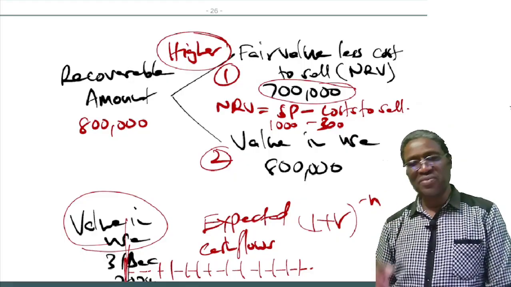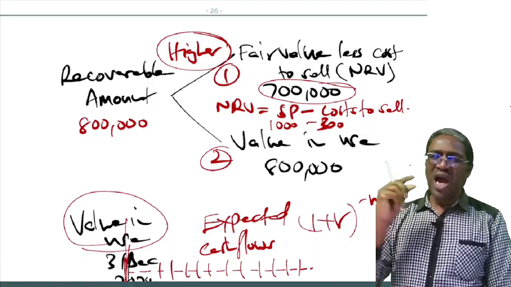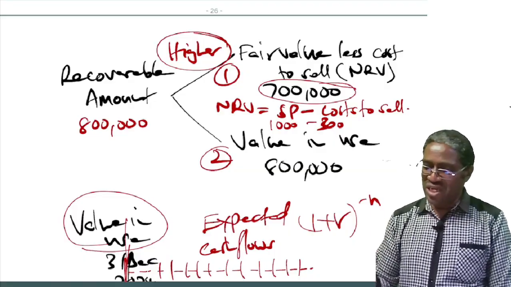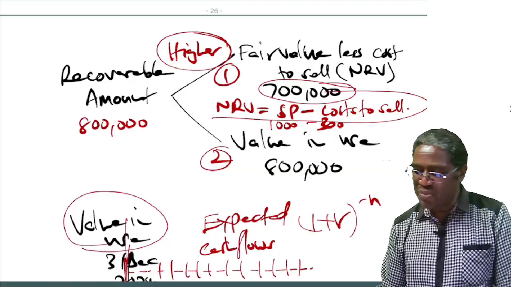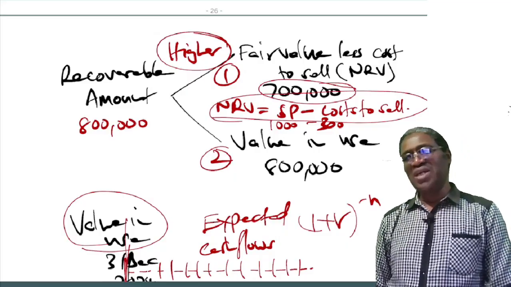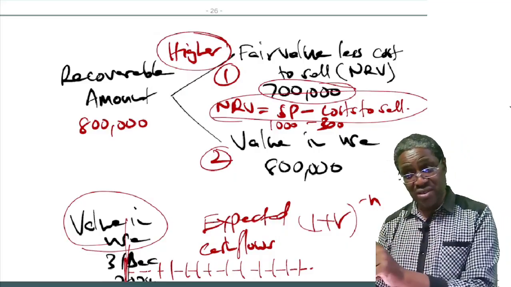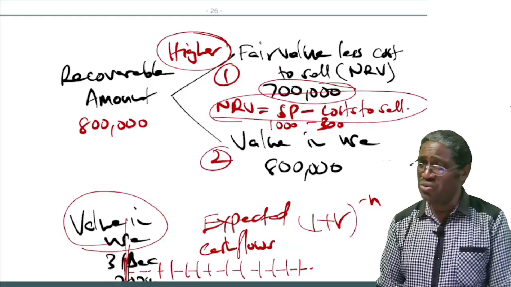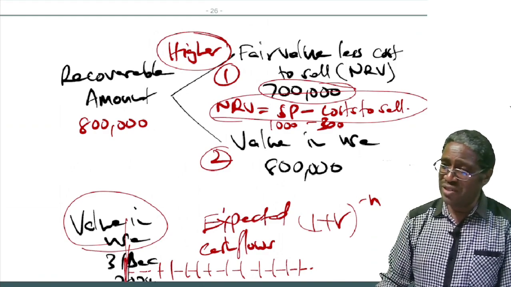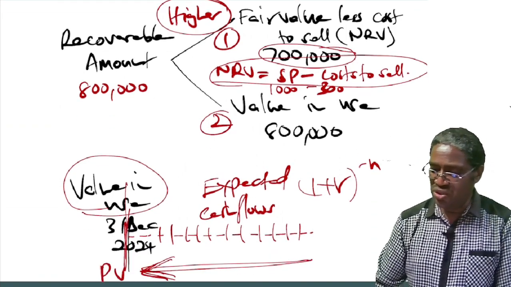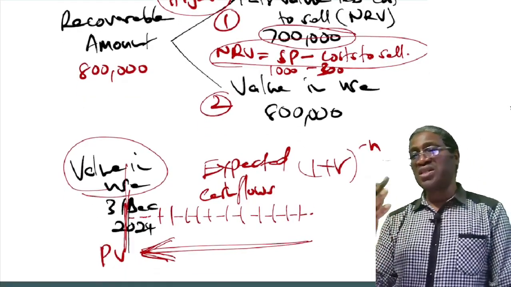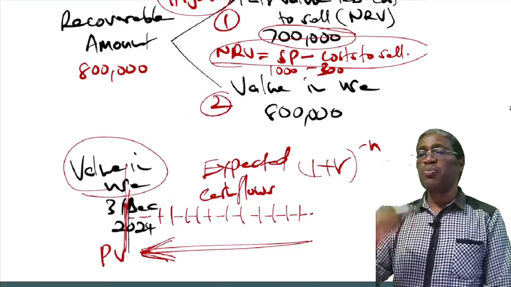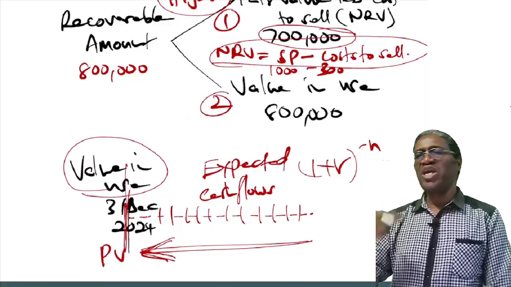Value in use. Then I've gone further and said, how do you get the net realizable value? You take the selling price of the asset and you minus any cost to sell. Good. Then I've said, you compare that net realizable value with the value we are calling value in use. I've told you how we get the value in use. First, as a company, you will try to project the future cash flows that will be generated.